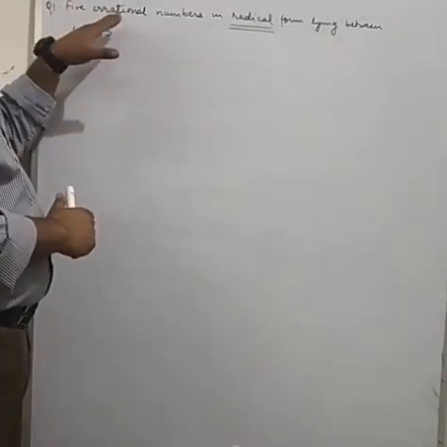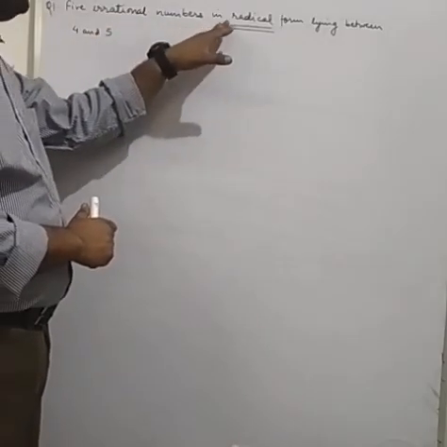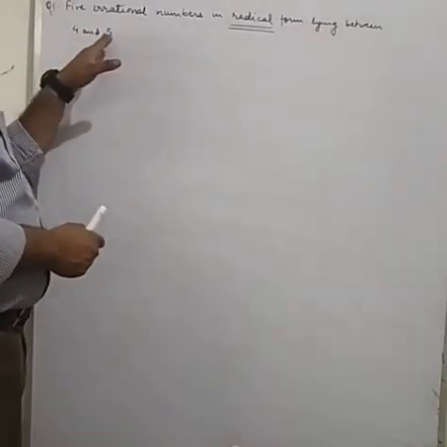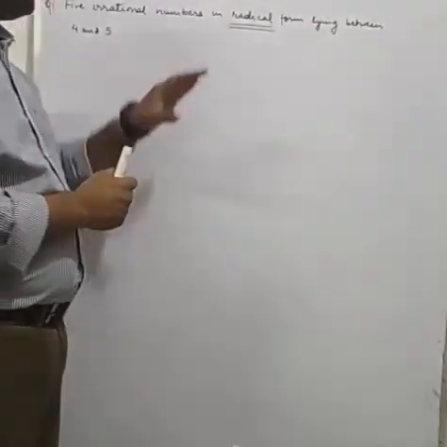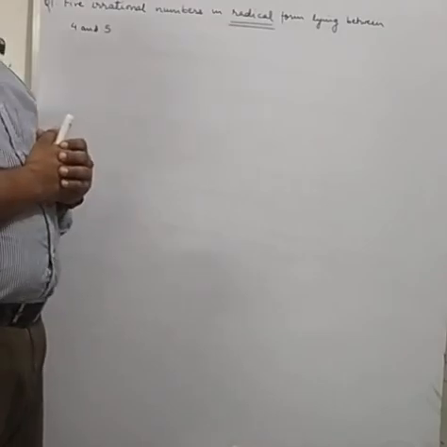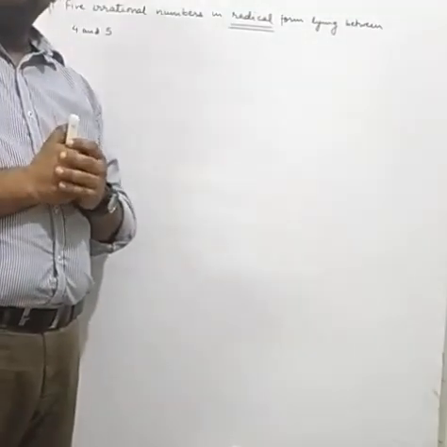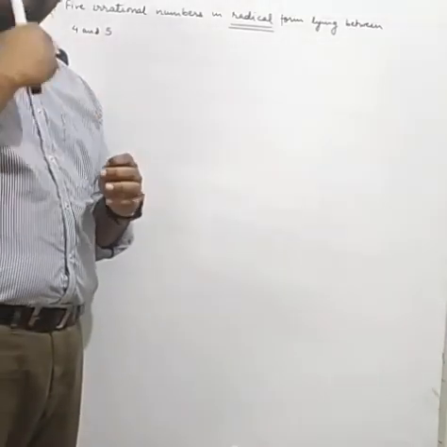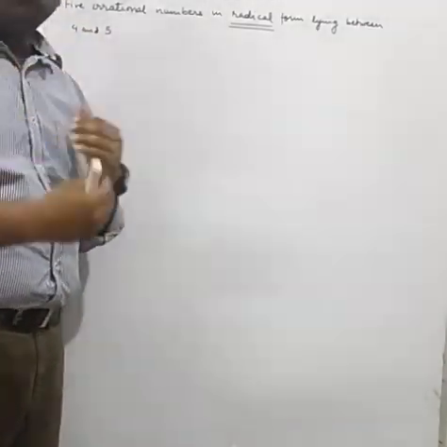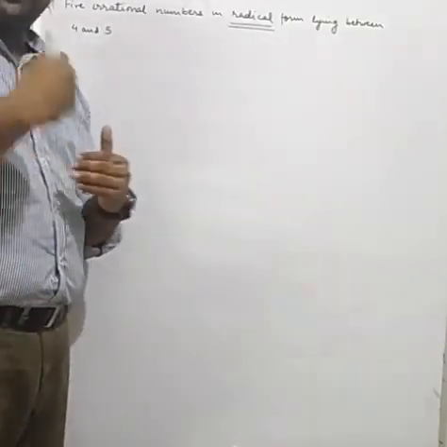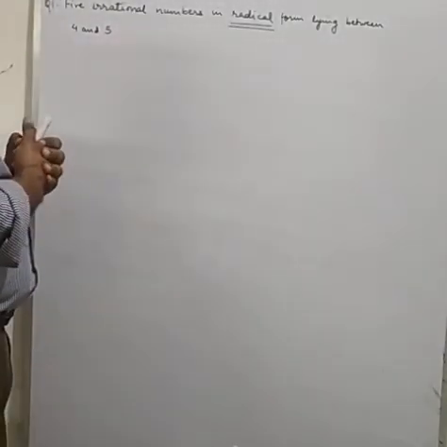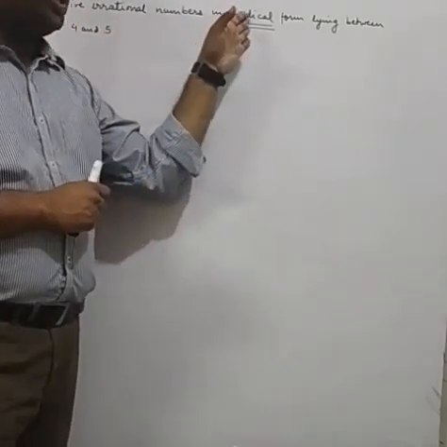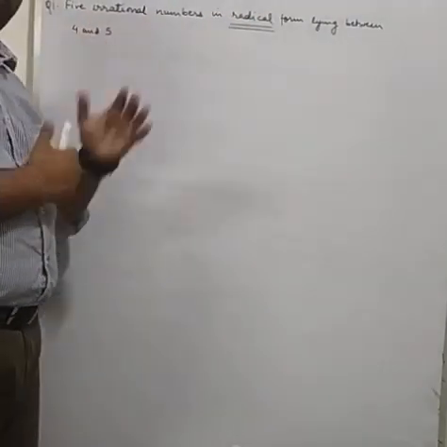So the first question for today is, we need to find 5 irrational numbers in radical form, lying between 4 and 5. Now what is this radical form? Radical form is nothing but root, that is either square root, cube root, fourth root, nth root, and so on. So we need to write 5 irrational numbers in radical form lying between 4 and 5.